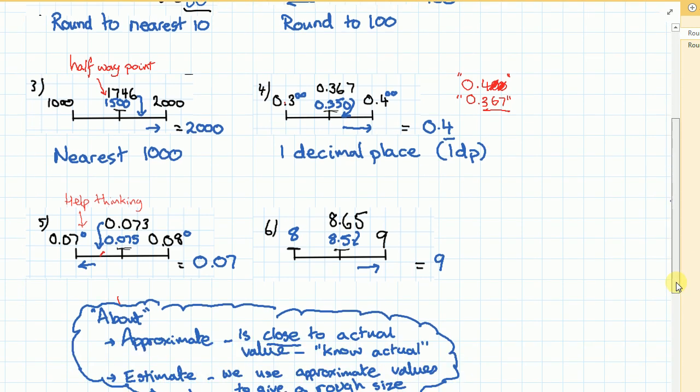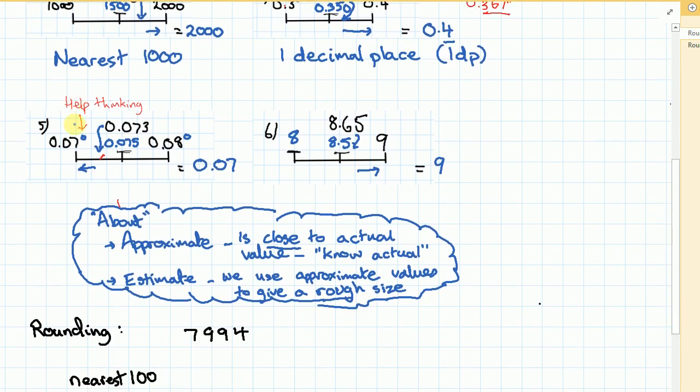Next one. After the decimal point, we are only interested in 2 places. So this was to 2 dp, decimal places. And this last one, we were rounding to the nearest whole number. Nearest 1, whole number. So that was the rounding that we had given. So let's have a look at some further examples.